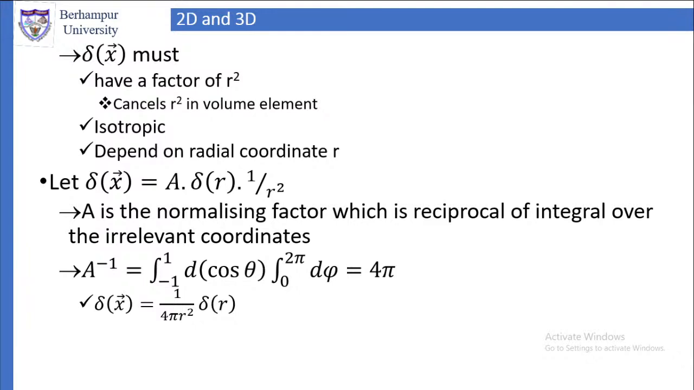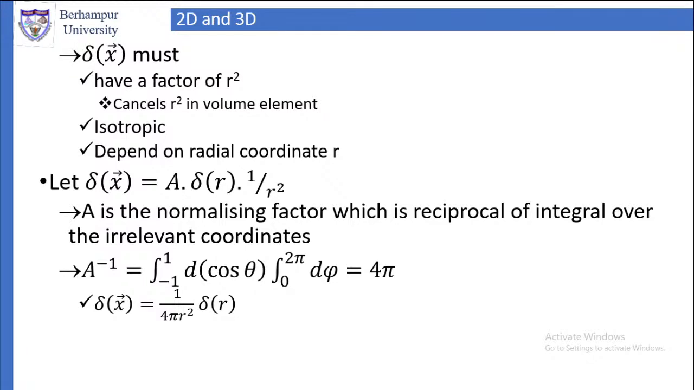Now in terms of these three properties, let us write delta(x) is equal to A, where A is an amplitude, a normalizing factor, into delta(r) into 1 by r square. If we write that way, A is the normalizing factor, which is the reciprocal of the integral over the irrelevant coordinates. Irrelevant coordinates are theta and phi. So 1 by A is equal to integration minus 1 to 1 d cos theta, then integration 0 to 2 pi d phi. The integration of d cos theta from minus 1 to 1 will give you 2. Then integration 0 to 2 pi d phi will give you 2 pi. So this will be 4 pi. So 1 by A is equal to 4 pi, or delta(x) is equal to 1 by 4 pi r square into delta(r).